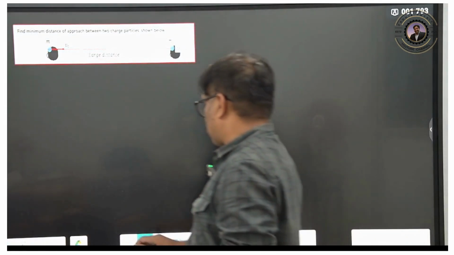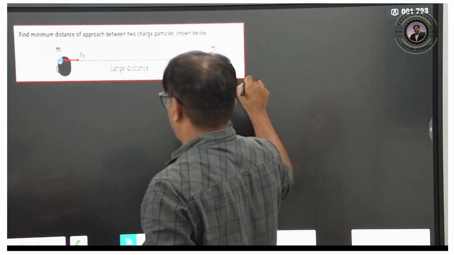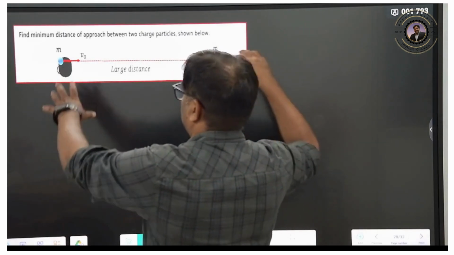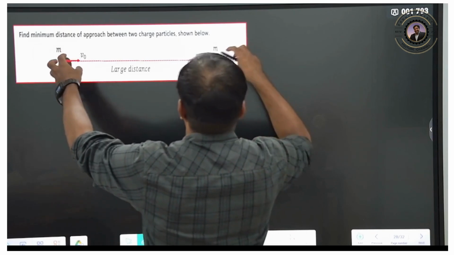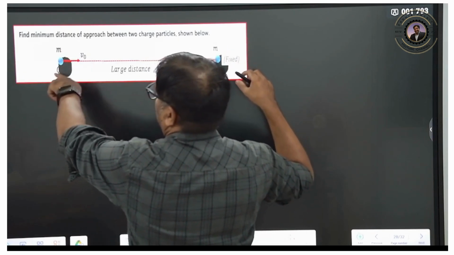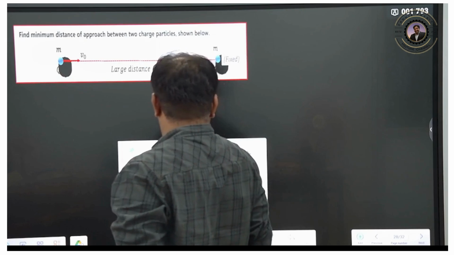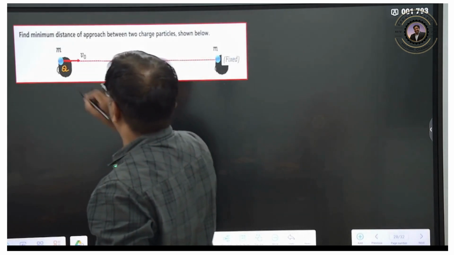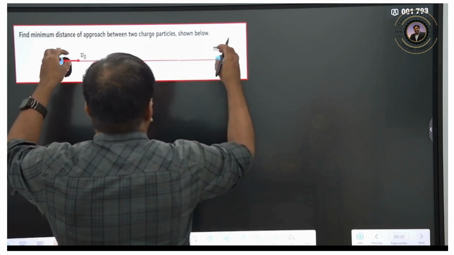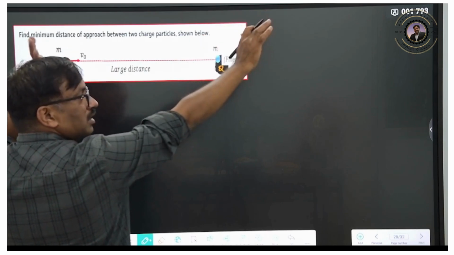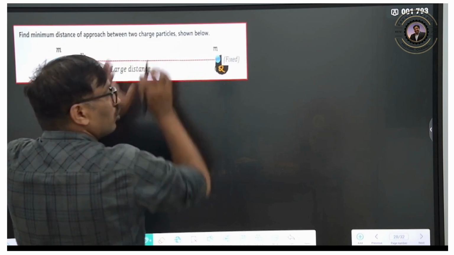Now here there is a very large distance. The minimum distance: this one is fixed and this one is thrown onto it, with charges capital Q and Q, correct. So what will be the minimum separation? See, this is fixed. Initially, at a very large distance, the potential energy was 0 and it has only kinetic energy. Now it comes closer onto this.